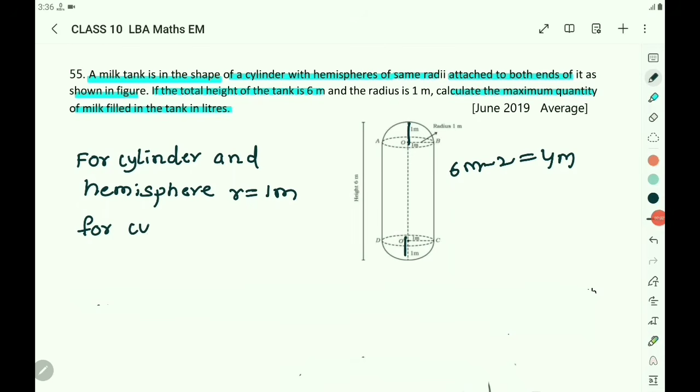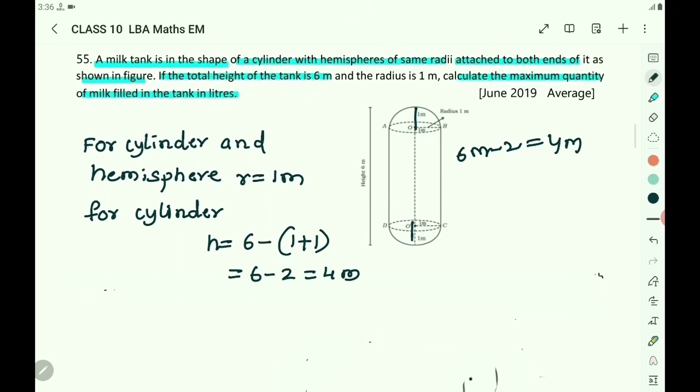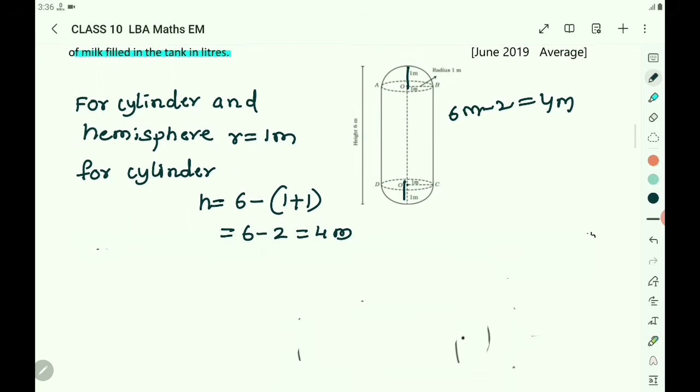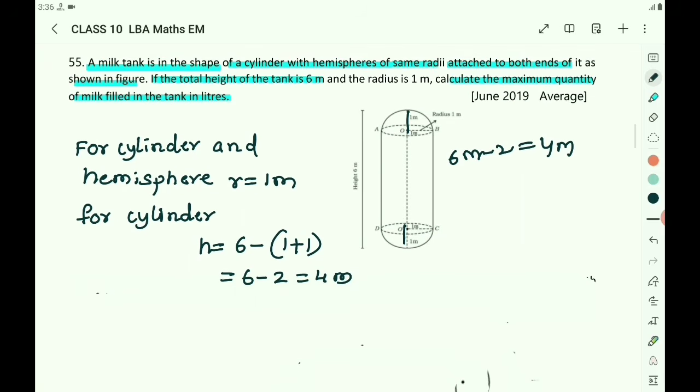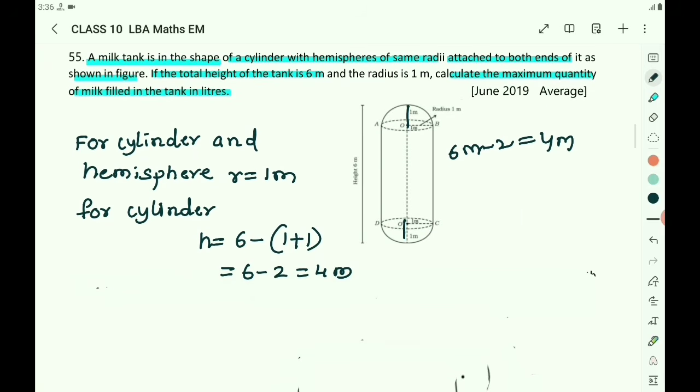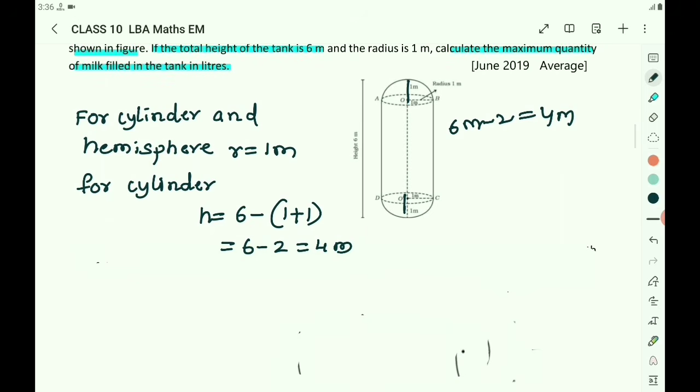For the cylinder, H equals total height 6 minus the radius of the upper and lower hemispheres, 1 plus 1, that equals 6 minus 2, which is equal to 4 meters. Now write the formula for the volume of the tank. Write the volume of the milk in the tank.